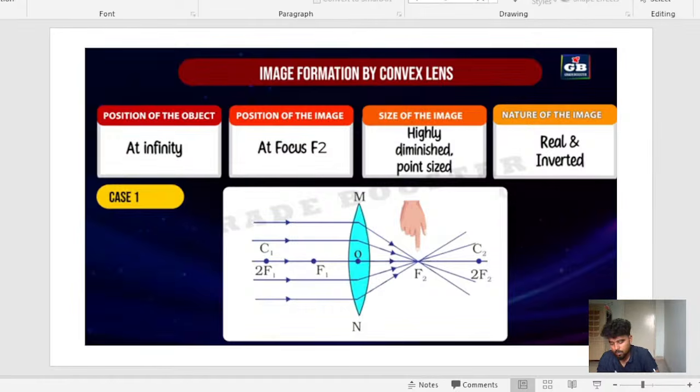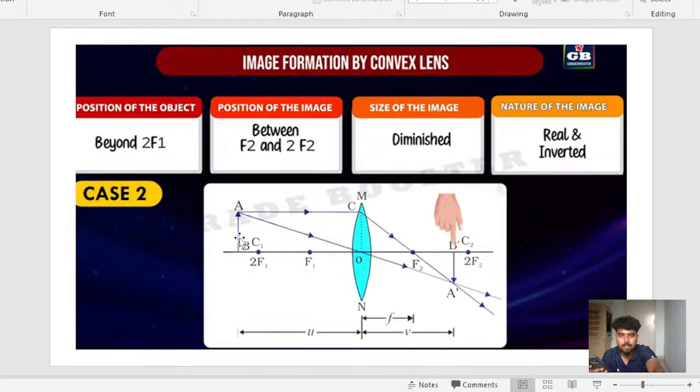Case 2. You want case 2, right? This is case study 2. Okay, now listen here carefully. I'm just going to keep the object here beyond 2f1. Okay, this will be a lens. This is beyond 2f1, which means I'm going to keep the object beyond the center of curvature.